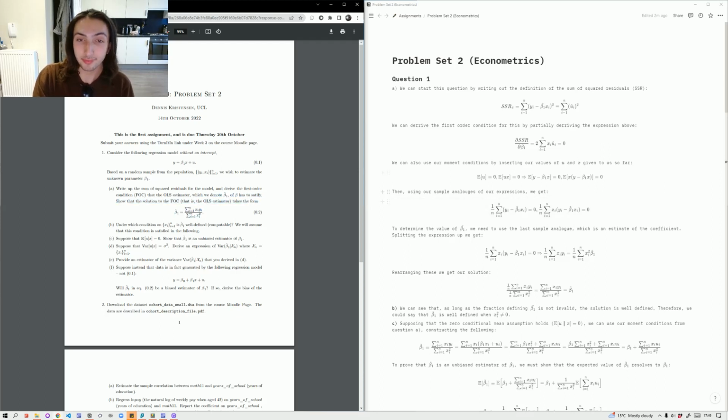This is probably where you're thinking, oh my god, how do I even start? First of all, it's good to know a representation of the sum of squared residuals. So the sum of squared residuals takes this form. It's the sum of u squared, because that's the residual. So it's the sum of all residuals squared. Pretty simple.